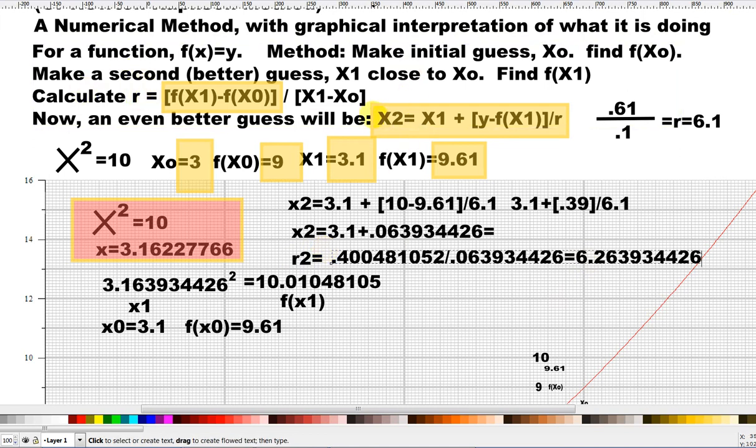And now we're going to do this one last step right here. We're going to plug everything in here. We're going to take our last best guess, which was our 3.163934426, and we're going to adjust to that. We're going to add to it y minus f of x1, which is this, squared, which is the 10.0148105, divided by this r. And so let's go through and do this one last step here. And let's call it x3, because this is our new and even more improved guess.